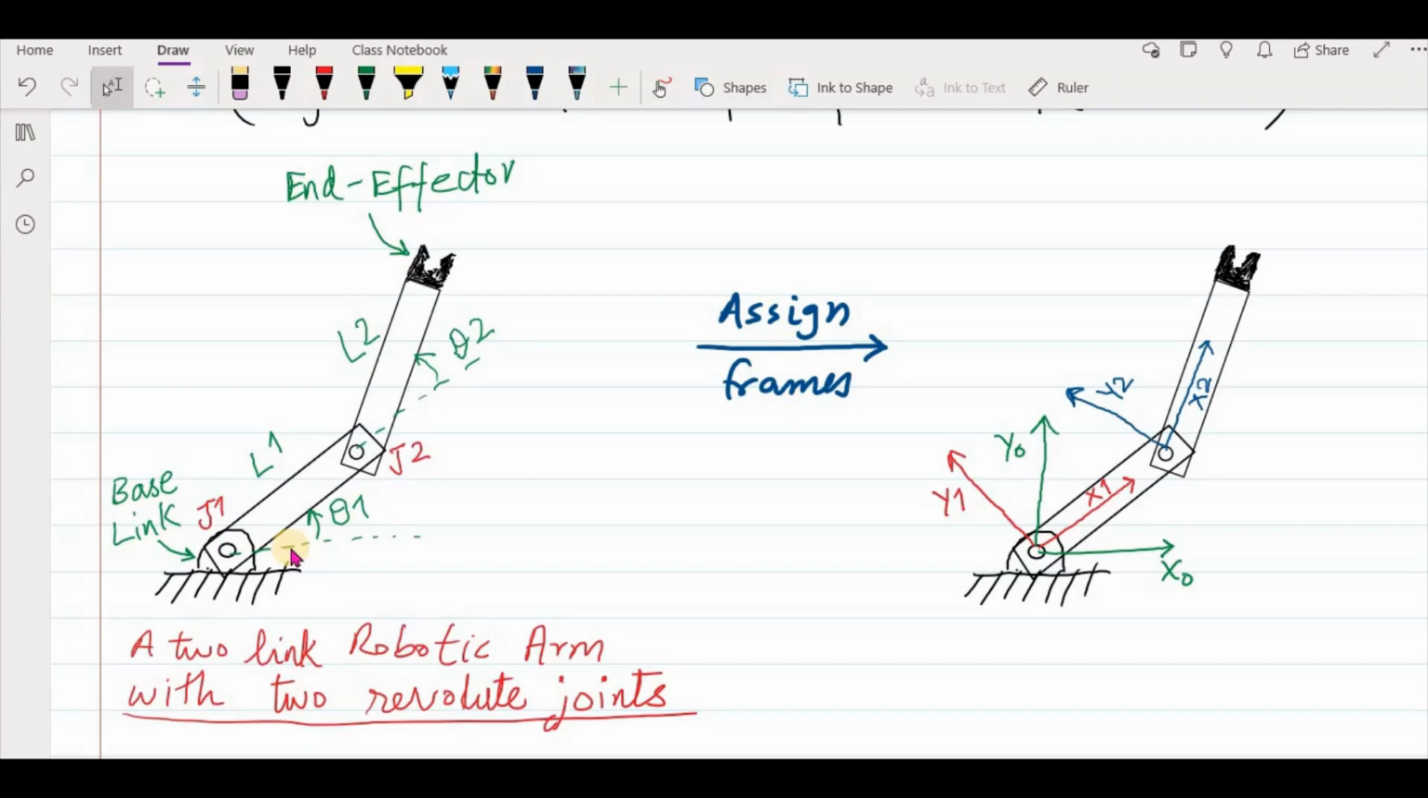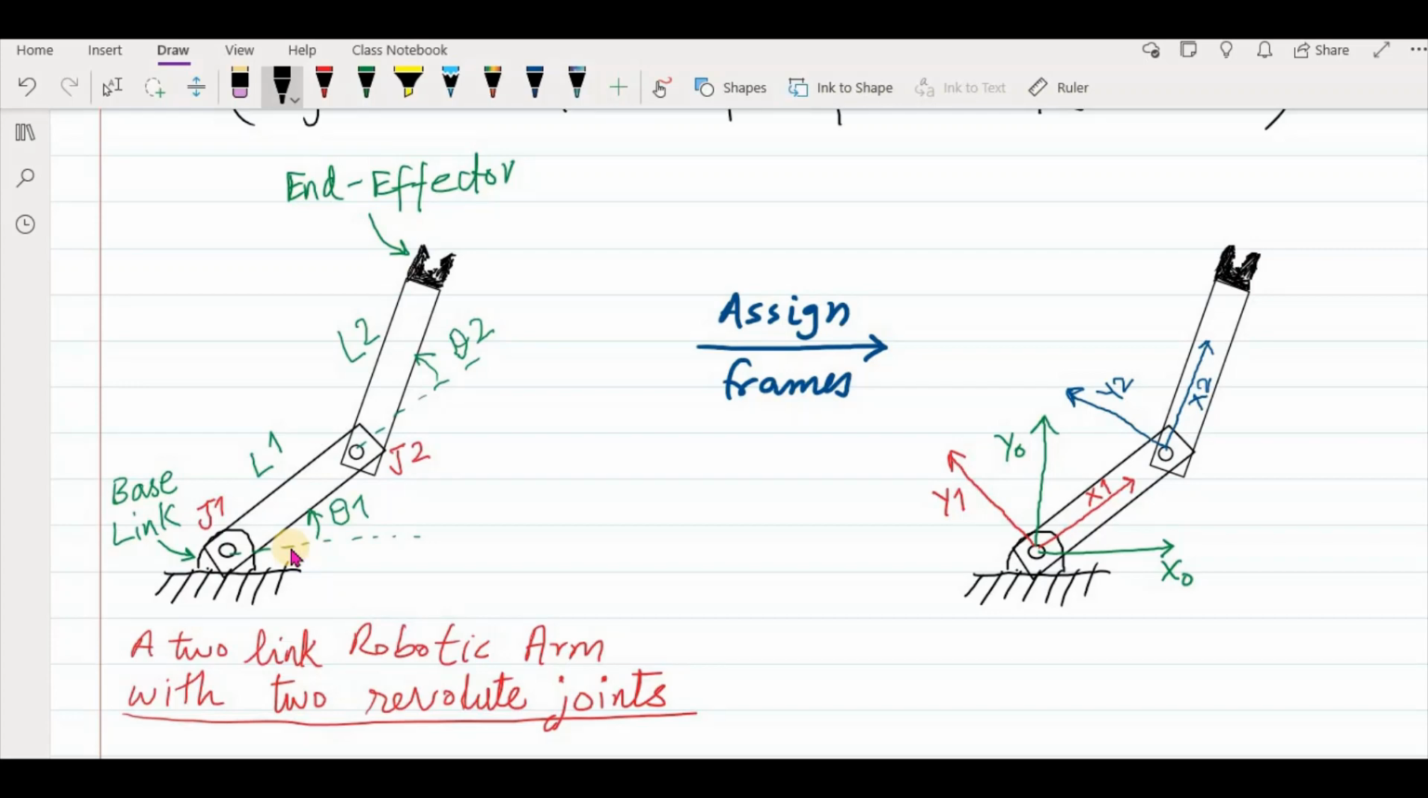So these joints are revolute joints, and the angle for link 1 is theta 1, and for link 2 it is theta 2, and the lengths are L1 and L2. Using the DH notation or DH convention, we assign the frames to these joints. The first frame we assign is our base frame, or the reference frame.